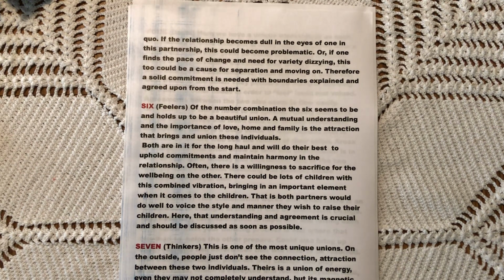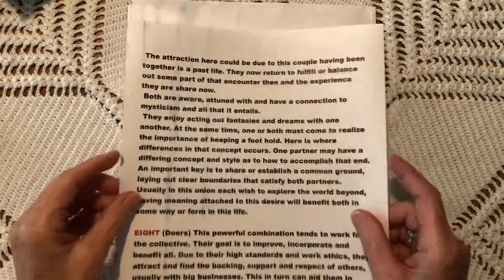The number seven, the thinkers. This is one of the most unique unions. On the outset, people just don't see the connection or attraction between these two individuals. Theirs is a union of energy. Even they may not completely understand, but it's magnetic and so hard to resist.